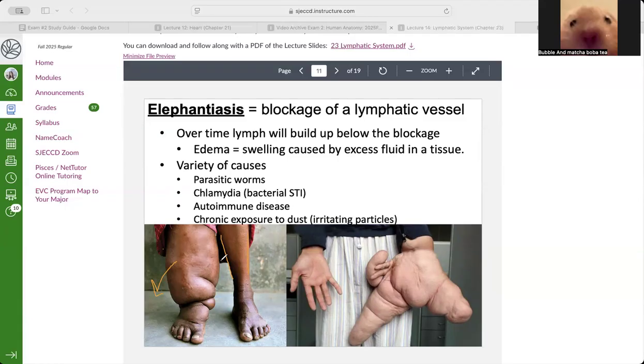And it's basically when lymph is built up and the blockage can trigger edema. And edema is a swelling caused by excess fluid in the tissue. The causes are parasitic worms, chlamydia, and autoimmune diseases where your own body attacks its lymph systems.